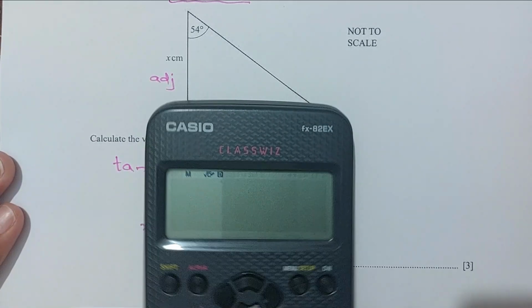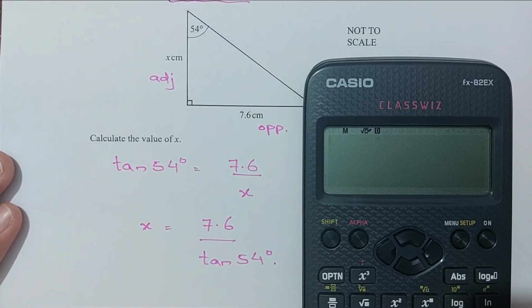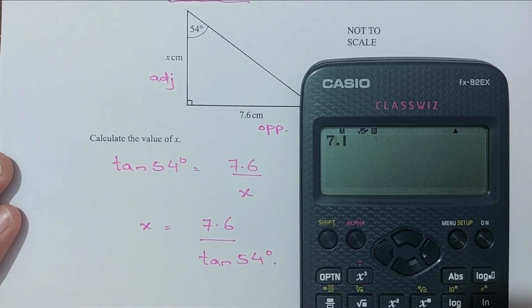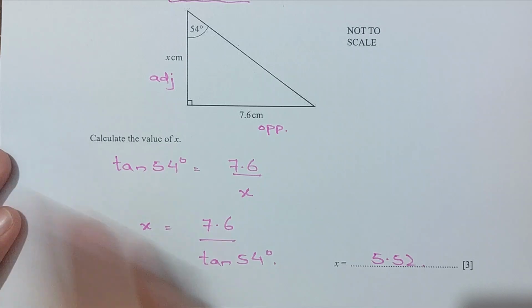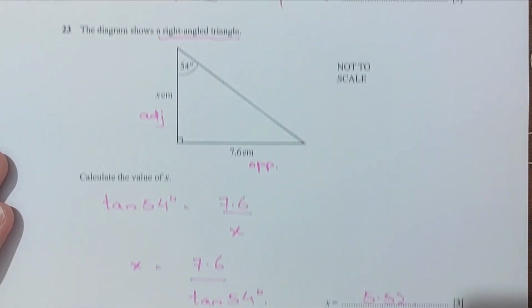Okay, this is in degrees already. Okay, tangent of 54. 7.6 divided by the answer is 5.52. 5.52 is the x value. Alright, so that was the last question of our paper.